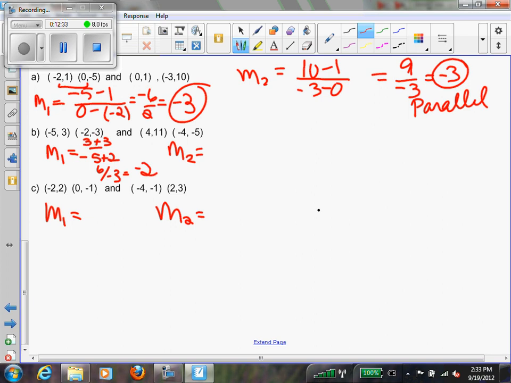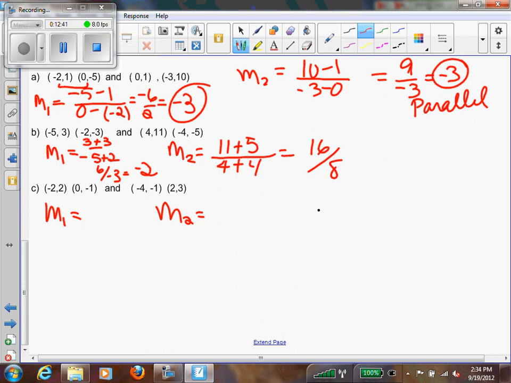Okay. All right, next one. I'm going to have 11 plus 5 over 4 plus 4, which is 16 over 8, which is 2. So what do you think? Are they opposites? Are they reciprocals? No. So neither.